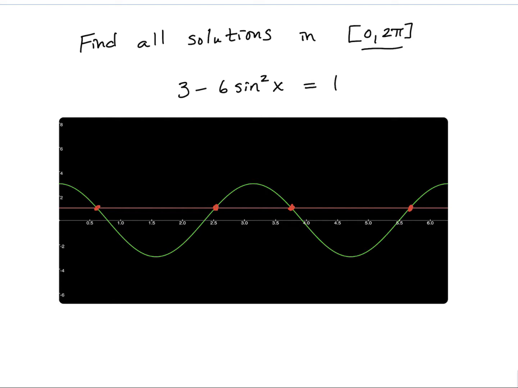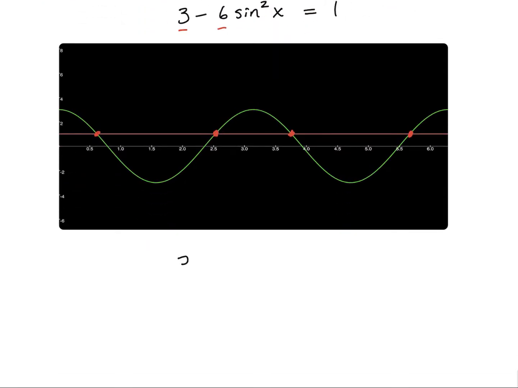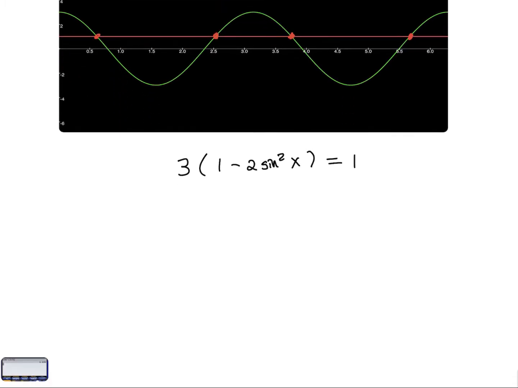Usually with an equation like this, I would solve for sine and then use square root, remembering to do plus and minus square root. But this time I think I'm going to do it a little bit different. First of all, notice that a 3 can be factored out. If I factor out a 3, it would leave 1 minus 2 sine squared of x equals 1. Then I can divide both sides by 3, and the left side would still have the 1 minus 2 sine squared of x, and now it equals 1/3.